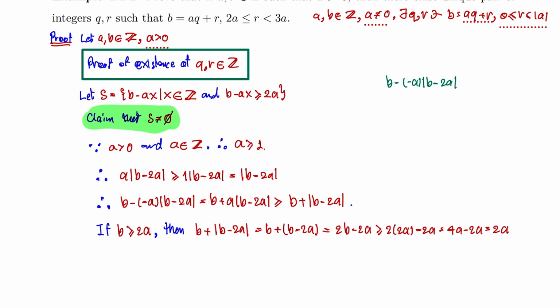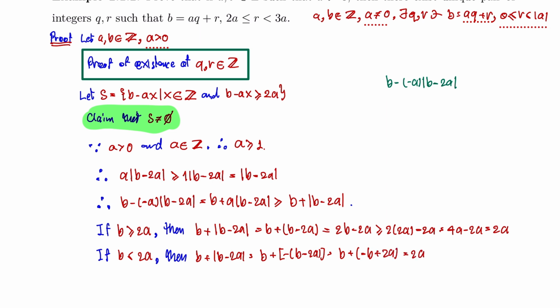Now let's go to the other case, where b is less than 2a. So what happens next? We have b plus the absolute value of b minus 2a, which is b plus minus b minus 2a. So we have b plus minus b plus 2a, which is 2a. So when b is less than 2a, this term is just 2a.